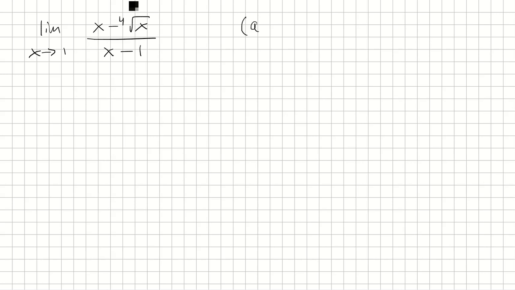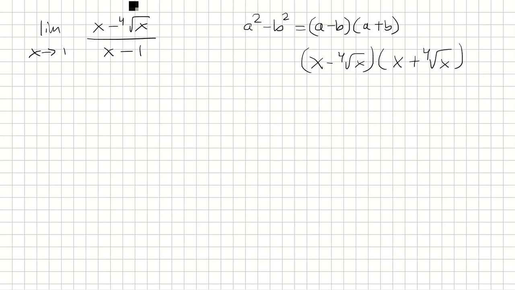So let's start with this. Let's start with a squared minus b squared. That's a minus b times a plus b. So let's say x minus the fourth root of x was a minus b. That means a plus b would be x plus fourth root of x, which would be x squared minus the square root of x. And now let's multiply by the conjugate of x squared minus square root of x.